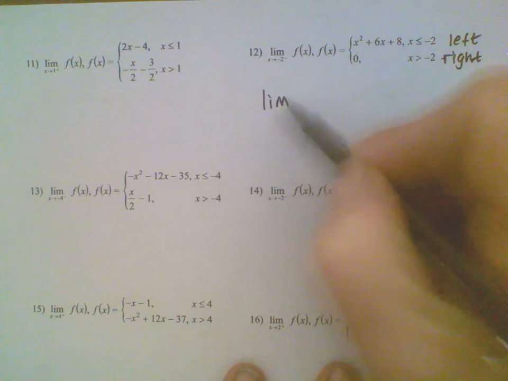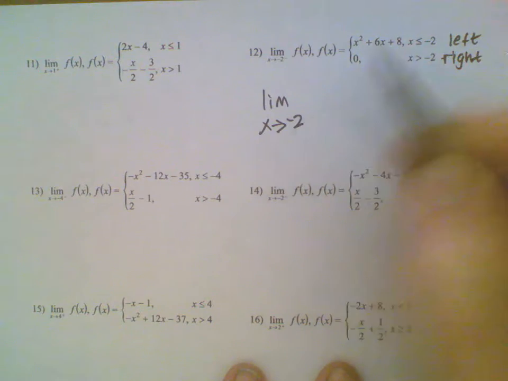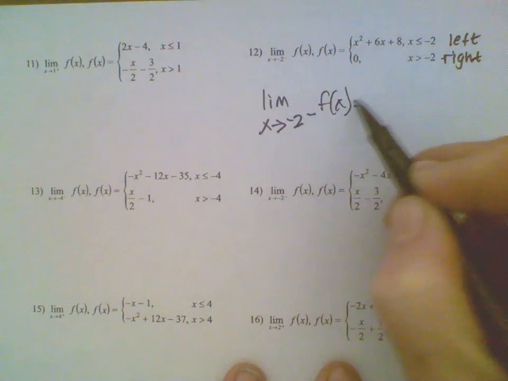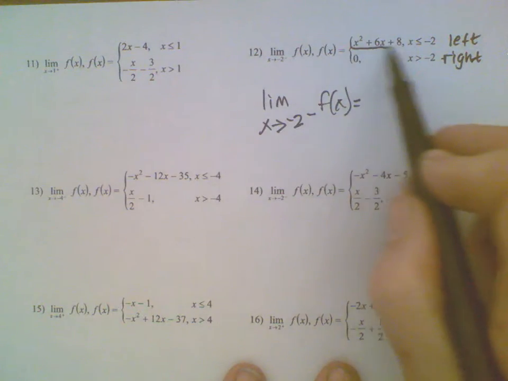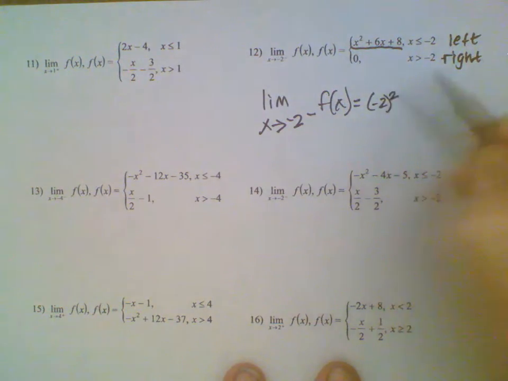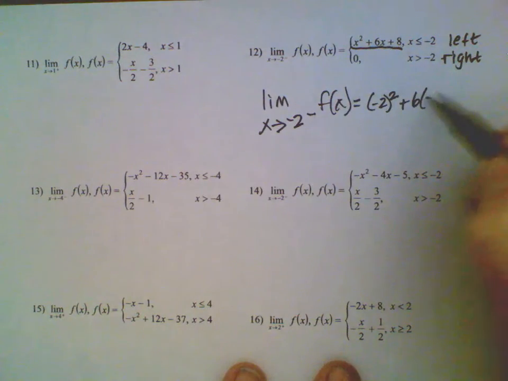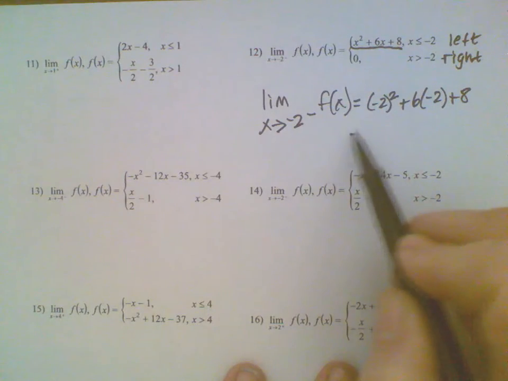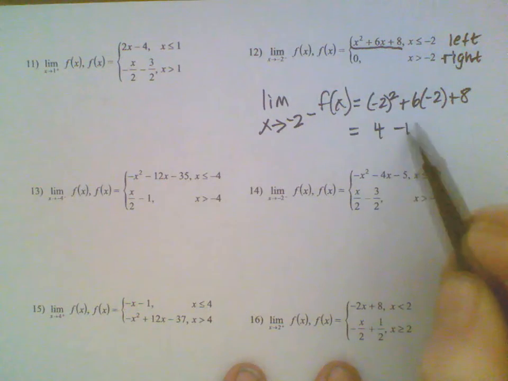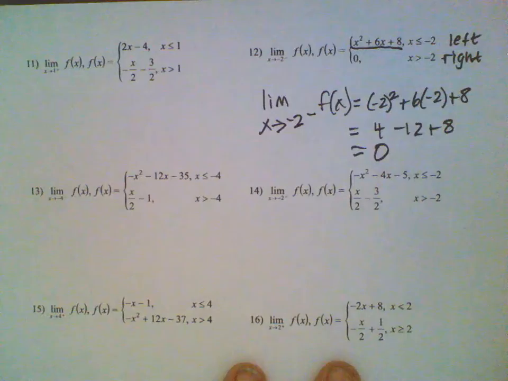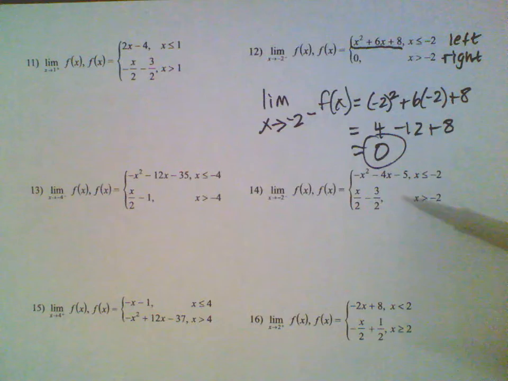So the limit as x approaches -2 from the left of this function is equal to the left portion, and I plug -2 in, so I get -2 squared plus 6 times -2 plus 8, and then I can figure that out. That's 4 minus 12 plus 8, looks like 0 to me, so my limit is 0. Okay, we got a couple more.